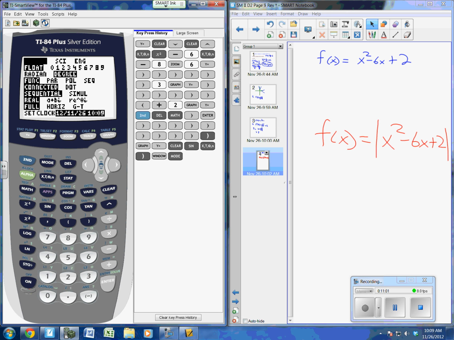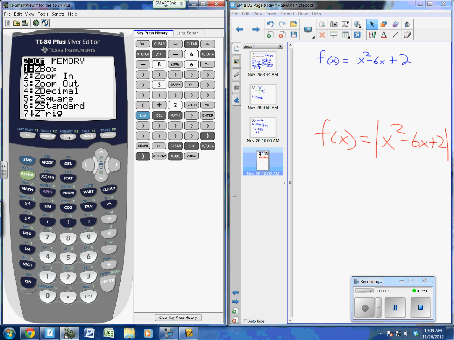Okay? And then I want you to go to zoom. Hit the zoom button, and number 7 says trig. That will give you a trig window. So hit 7. And graph it, and it will look like this. Okay, now, I don't want you to put absolute value in there yet.